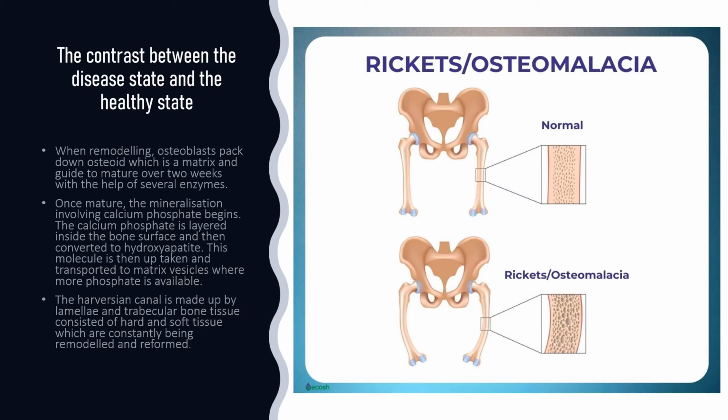The Haversian canal is made up by lamelle and trabecular bone tissue, consisting of hard and soft tissue, which are constantly being remodeled and reformed. As you can see here, in a normal bone, the pores are smaller and more compact, whereas in an individual who's suffering from rickets or osteomalacia, their bone has bigger pores, and thus the bone is more fragile and easier to break.